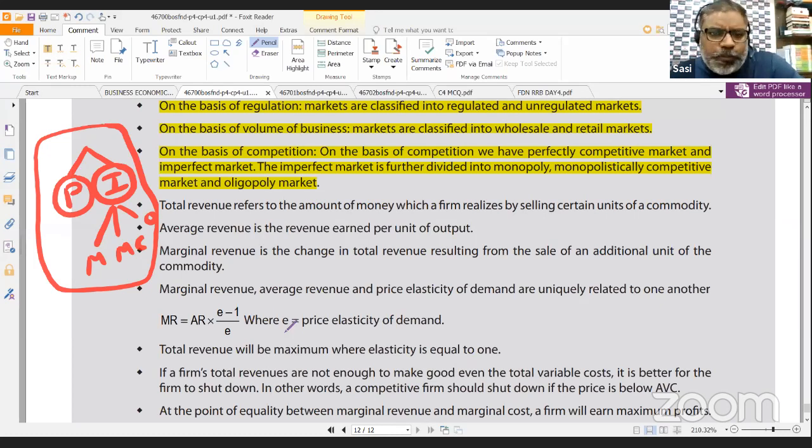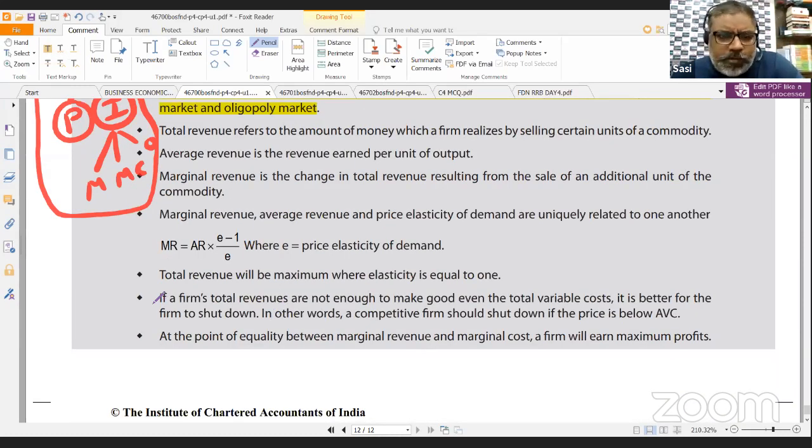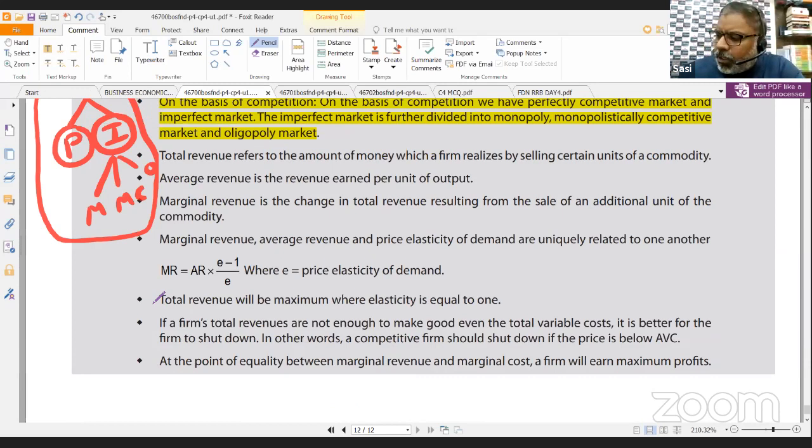Now moving on to the revenue concepts, very important revenue concepts. Of course, normal concept of total, marginal, average, if you know, the same thing applies here also. What is total revenue? The total revenue means the amount of money which a firm realizes by selling a certain units of a commodity. Simply, how much price that it charges for a particular commodity, price multiplied with the quantity, that is what is total revenue. Total revenue is nothing but price of a commodity multiplied with the number of goods of such commodities sold by an organization.